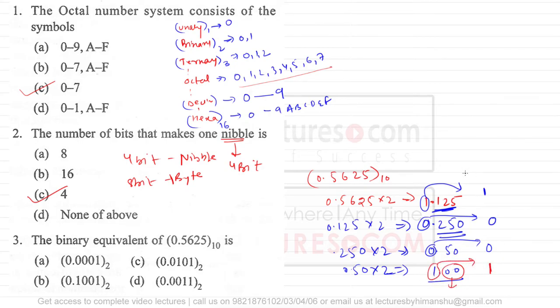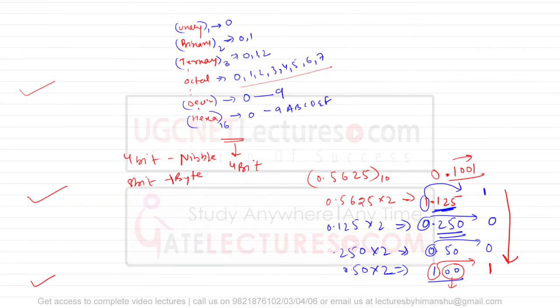So if you represent it in the number system, you write it like this: 0.1001. So the answer to this problem is option B, which says that 0.1001 with base 2 is the binary equivalent of the given number. Now let us look at the next question.